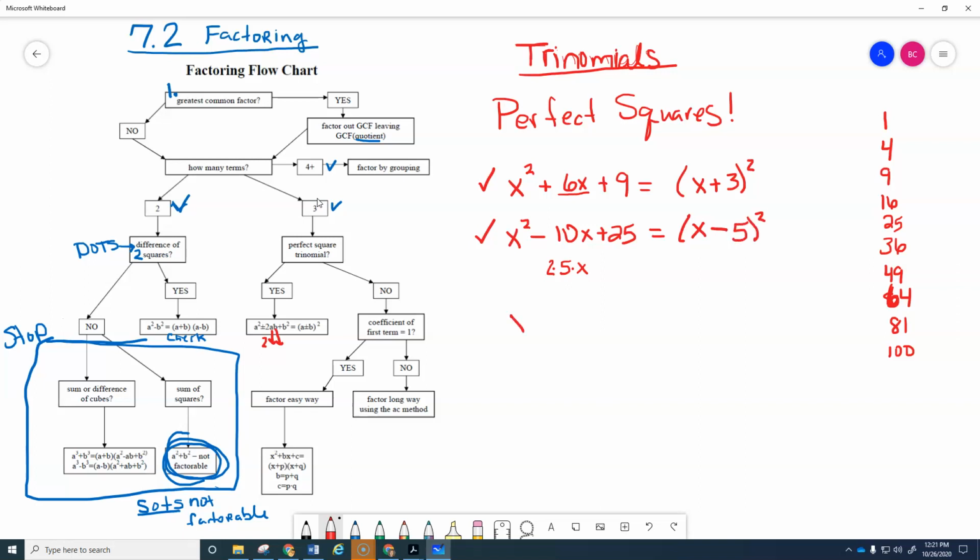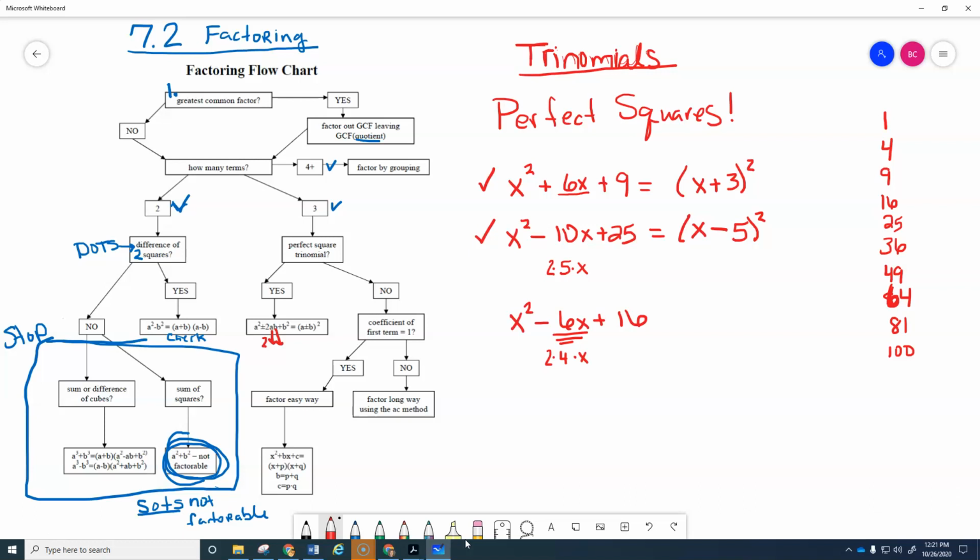Okay? Is this a perfect square? Some of you are quickly going to say, that's a perfect square because it's x squared and that's the number over here, so yes it is, but no it's not. This one's not a perfect square because this term right here messes it up. Because remember, this is supposed to be the root of that one times the root of that one times 2. See right there? The root of the first one times the root of the second one times 2.